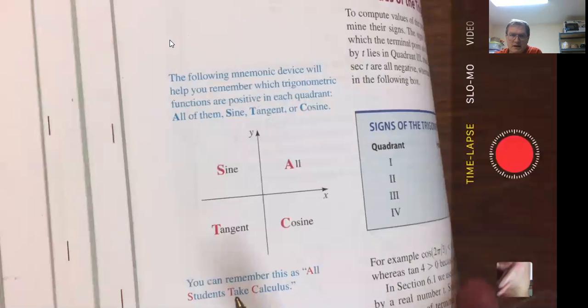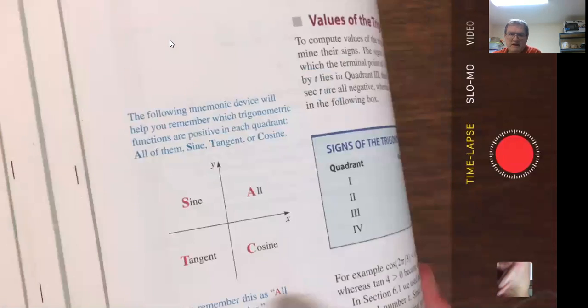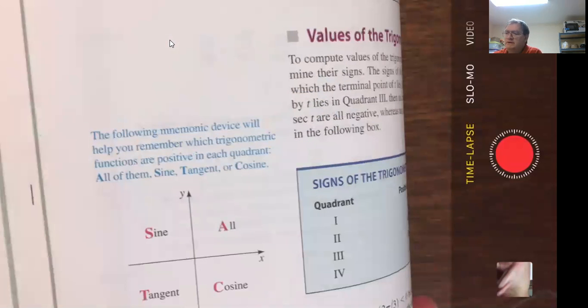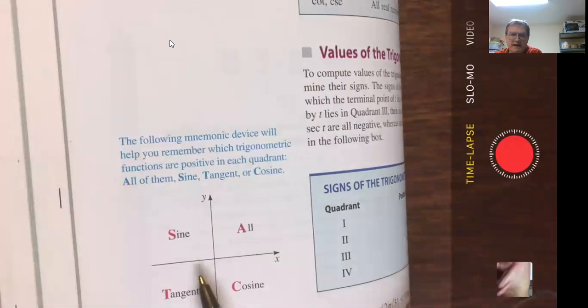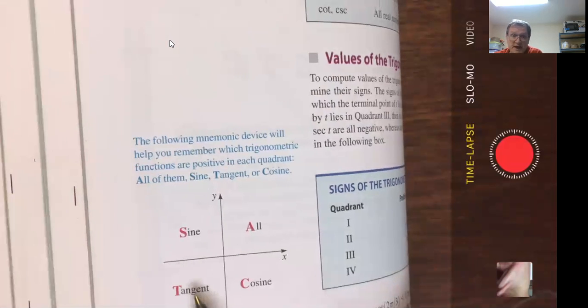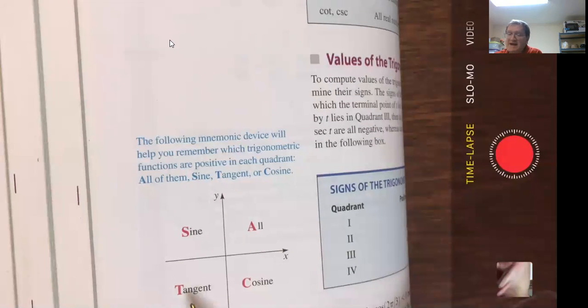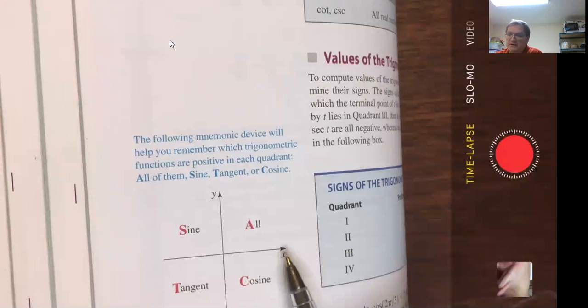So they're showing here which trig functions are positive. All of them. Sine's positive because it's y, so the x and tangent would be negative. Tangent's positive down here because your sine and cosine are both negative. Divide them out, it turns positive. Cosine's positive because that's the x coordinate positive there.